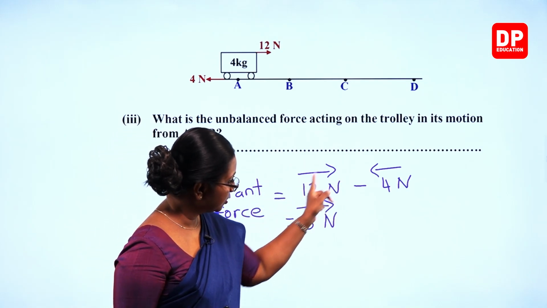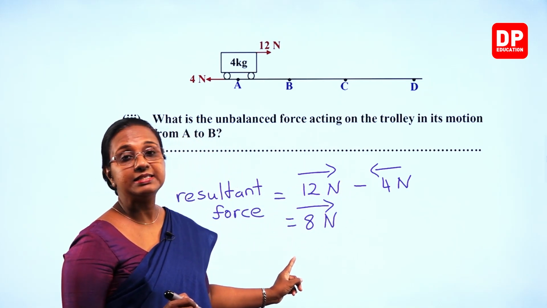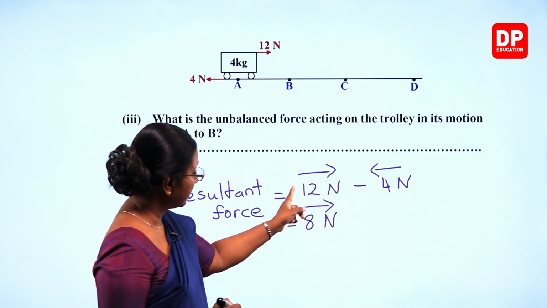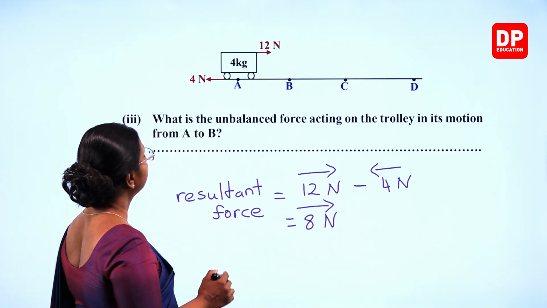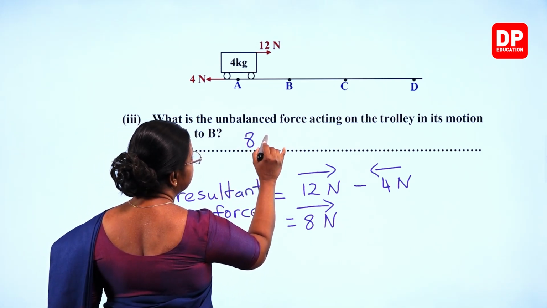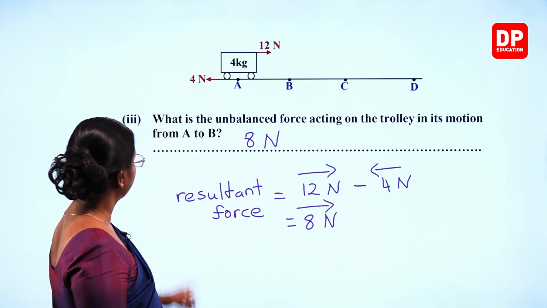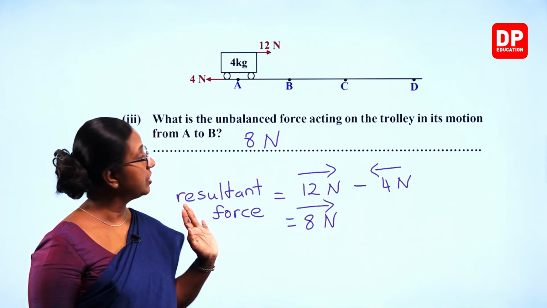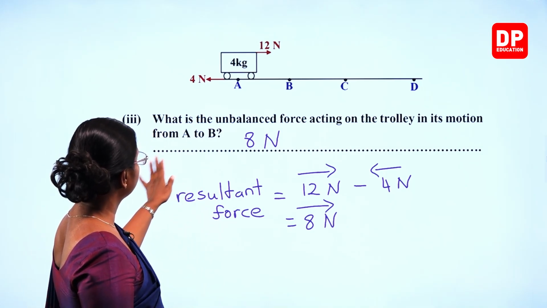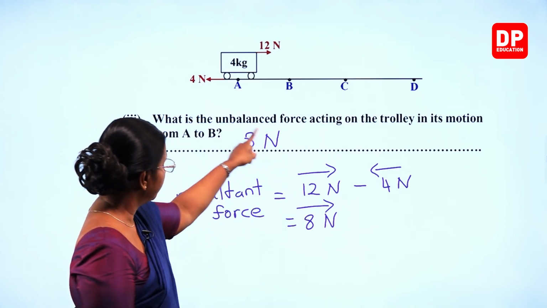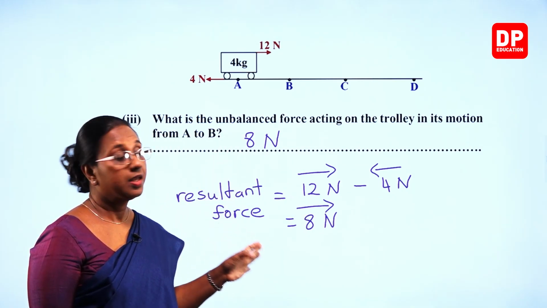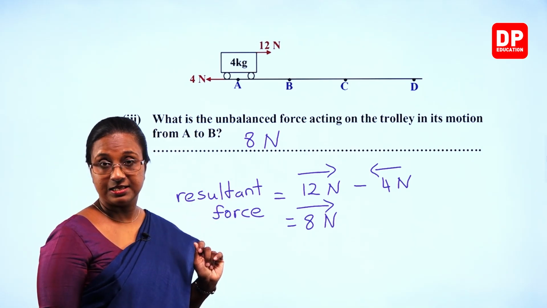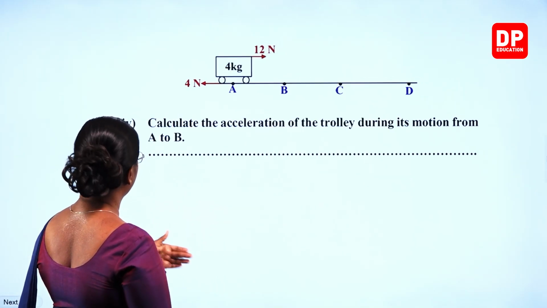Here of course I have just shown it for you all to understand that it is in opposite direction. That is why we take the difference. So 8 Newton. Here you need to write the value 8 Newton. Unbalanced force. What is the unbalanced force acting on the trolley in its motion from A to B? So you need to write the final answer there. Is that clear? So with that, the next question or next part.